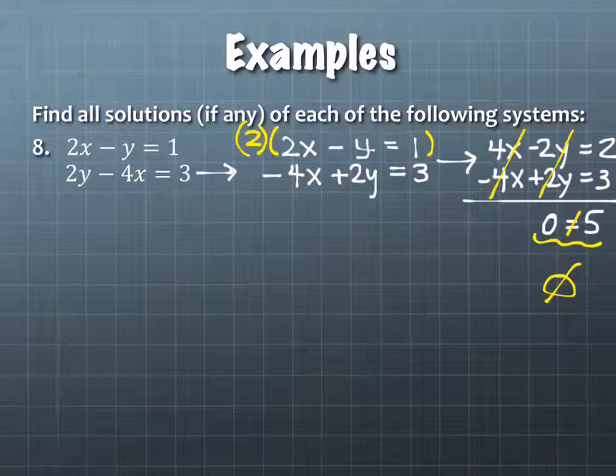Let's say for a moment, just supposing, that instead of getting 0 on the left and 5 on the right, you got 0 on the left and 0 on the right, or 5 on the left and 5 on the right. They actually did match. What would that mean, do you think? They're the same line. It would mean they have infinitely many solutions, because that's a true statement. This one's false. So we have no solution on this one.